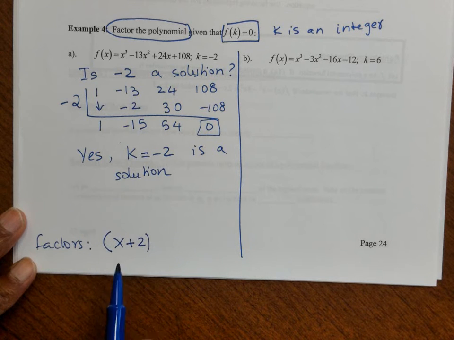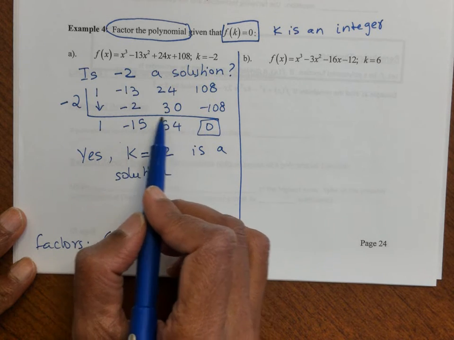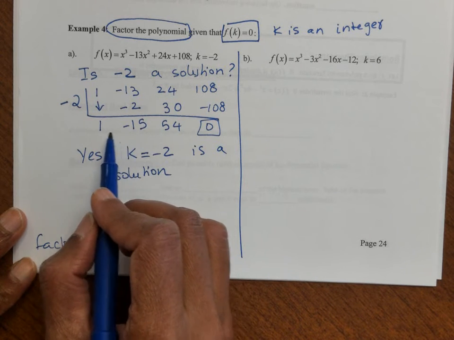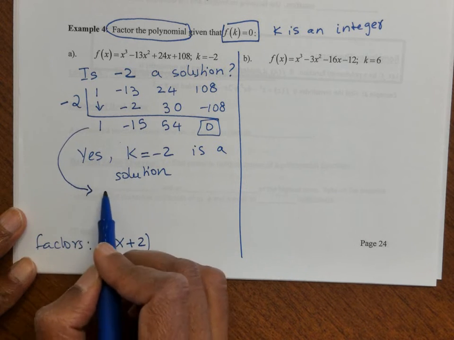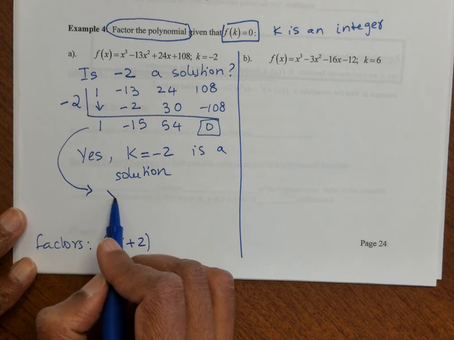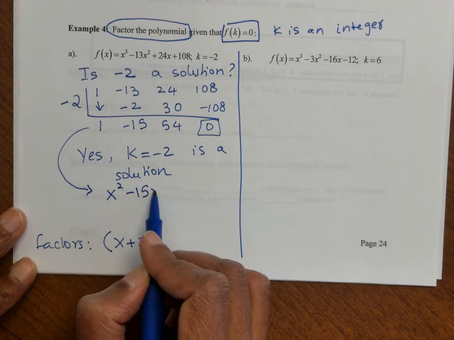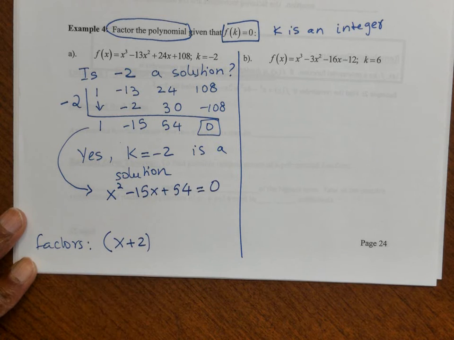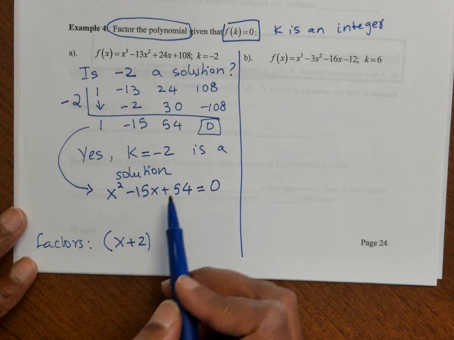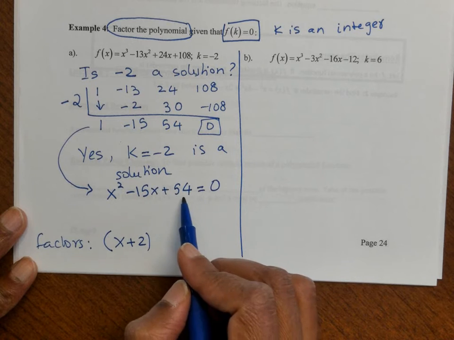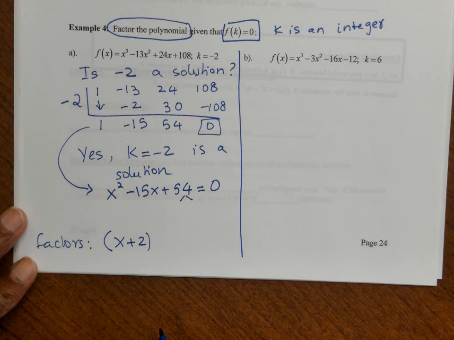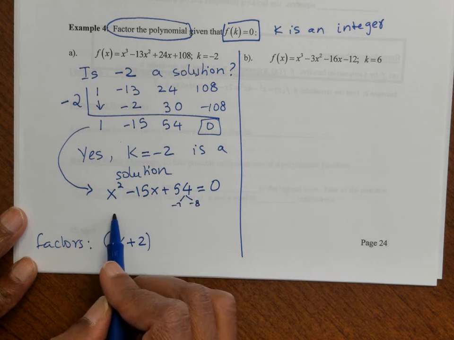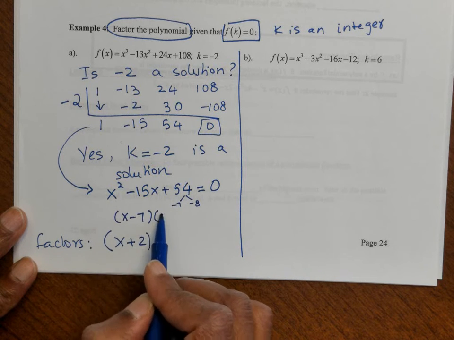Let's see what the other factors are. How do I find my other factors? I find this from the remaining polynomial. So this is the important thing, the new thing that you want to make sure of. From here, when you divide this, I get x squared minus 15x plus 54 equals 0. How do I find my other factors? If this is factorable, you just factor it. Factors of 54 that add up to negative 15: negative 7, negative 8. So my factors are x minus 7, x minus 8.